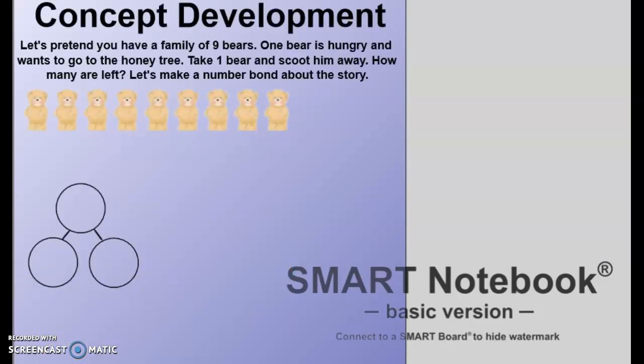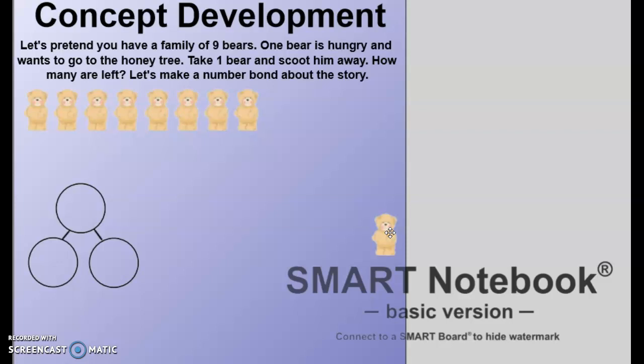All right, so we are going to get right into it. And we've been doing a lot with number bonds. So we're going to start with number bonds and work our way up to those equations or those subtraction number sentences, okay? It says, let's pretend you have a family of 9 bears. One bear, we're going to pretend this bear, is really hungry and wants to go to the honey tree. So we're going to take one bear and scoot him away because he wants to go to the honey tree. He's really hungry. How many bears are left?